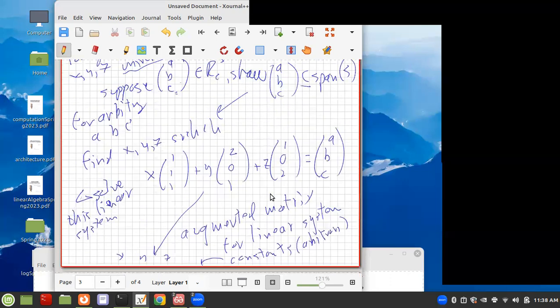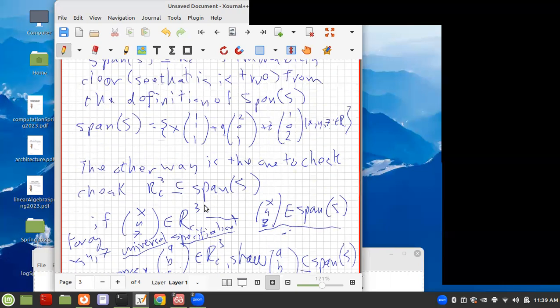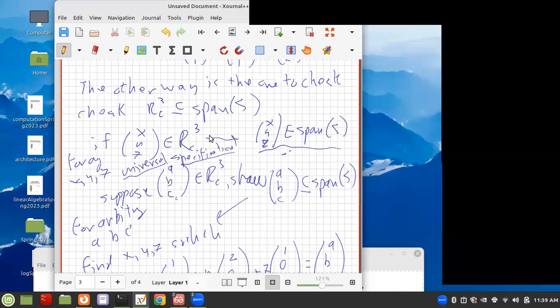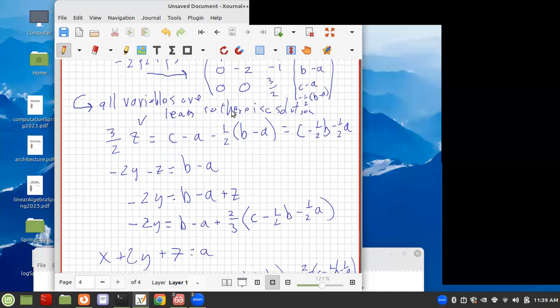What was happening was we were checking whether R3C was in the span of S. So we were checking whether S spans the space, right? And we know that everything in the span of S is in R3C. So we're just checking, can I write any vector in R3C as a vector in the span of S? And the answer is yes, because we can solve the system.